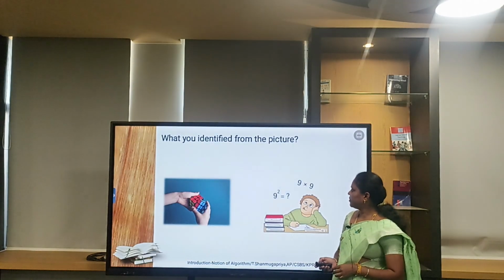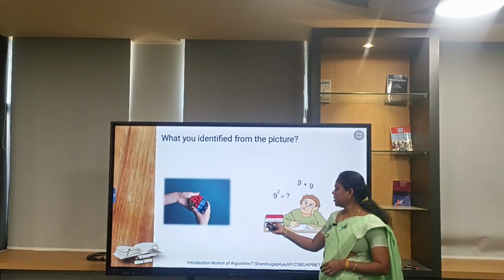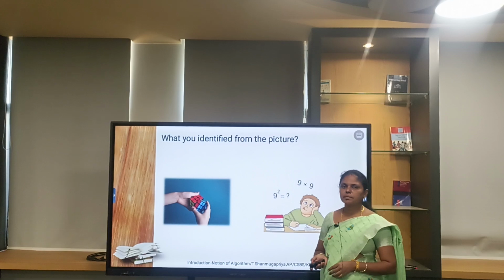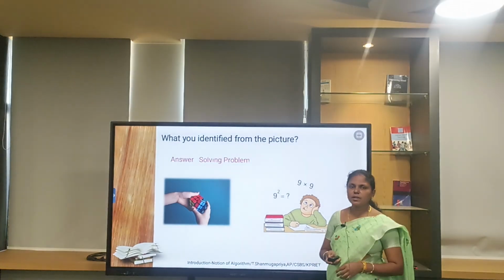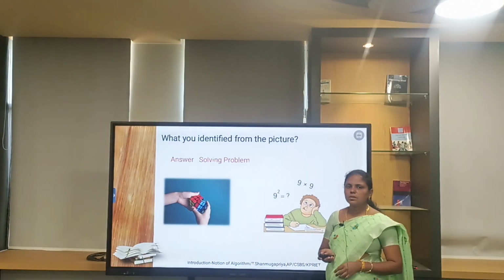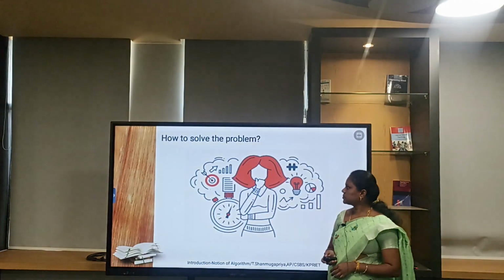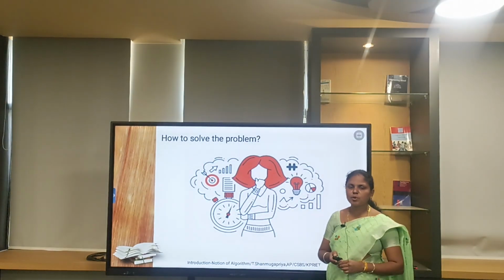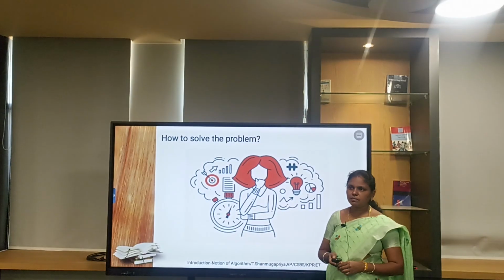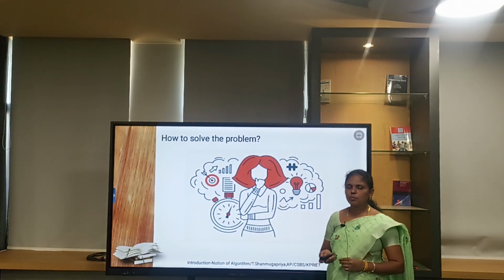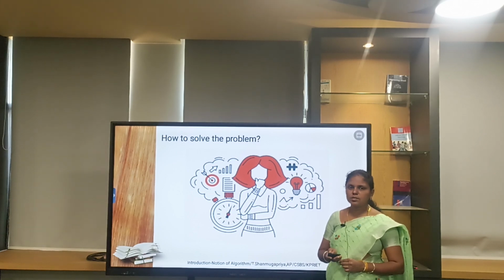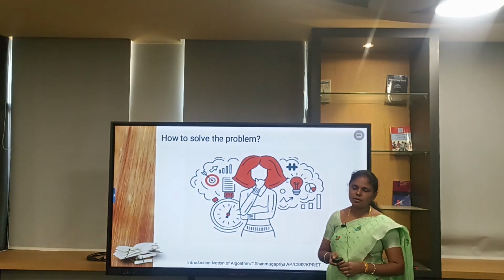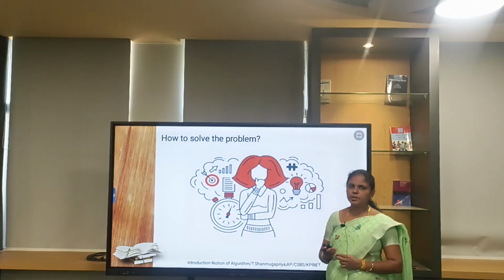So what do you identify from this picture? Both the guys are solving a problem. How to solve a problem? Do you have any method to solve a problem? Yes, of course there are different methods to solve a problem in a computerized manner, maybe algorithm, flowchart and pseudocode. There are different methods available. Now in this lecture we are going to discuss algorithm alone.